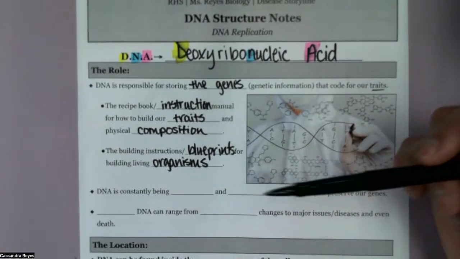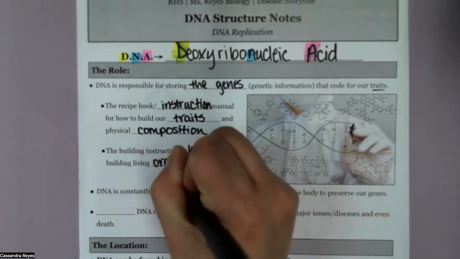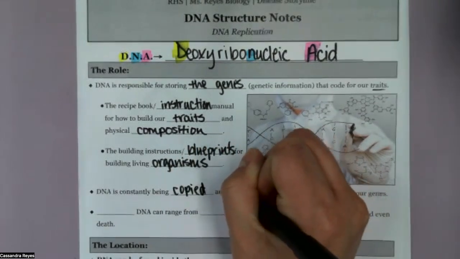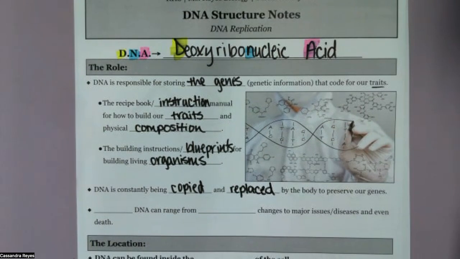All right, DNA is going to constantly be copied and replaced by the body in order to preserve our genes. And by preserve, we mean to keep it safe, to keep it consistent, to make sure that no mistakes are being introduced into our coding. So yeah.